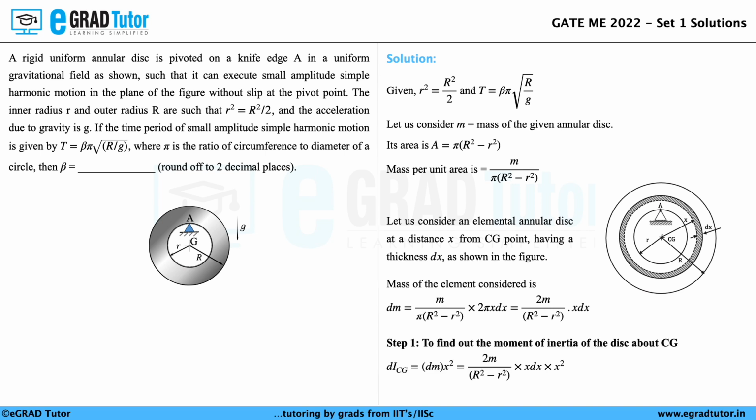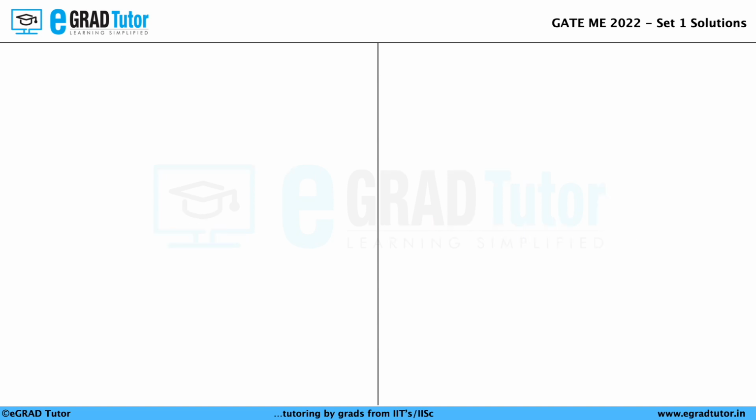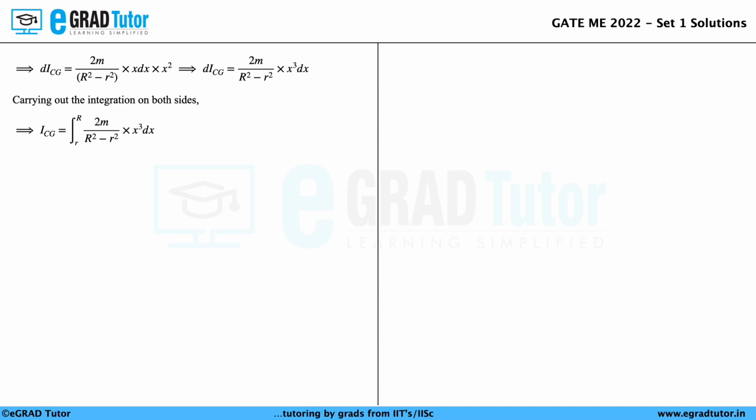The first step is to find out the moment of inertia of the annular disk about the center of gravity point, which is written as dm into x square, which is 2m by capital R square minus small r square into x dx into x square. The moment of inertia about the center of gravity for the considered elemental annular disk is 2m by capital R square minus small r square into x cube dx. Now, upon carrying out the integration on both sides, we get the moment of inertia about the center of gravity as integral small r to capital R 2m by capital R square minus small r square into x cube dx.